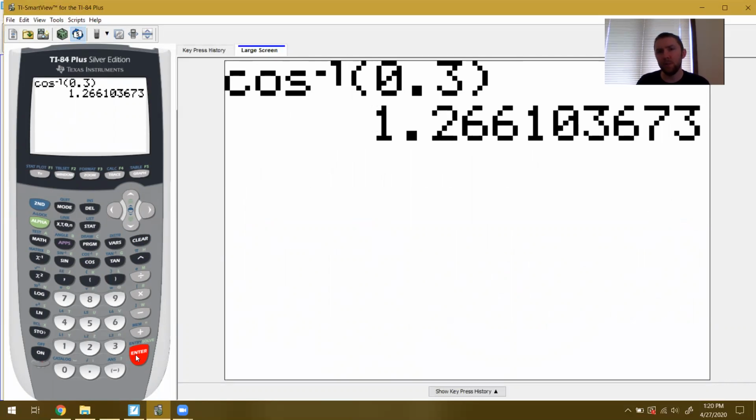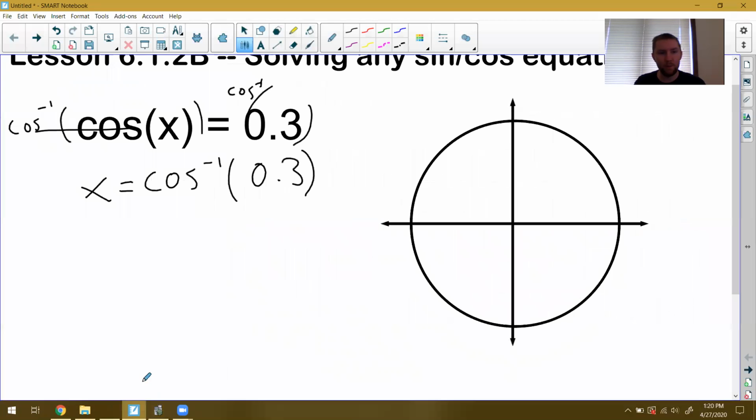I get 1.2661. So x equals 1.2661. Okay, so let's talk about where that value is on the unit circle, and how the unit circle can help us find the other answer and then the rest of the answers. So now we're going into number 25. By the way, this right here is 25b, x equals 1.2661.